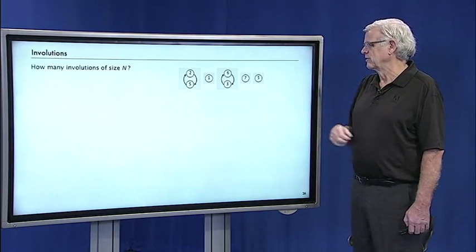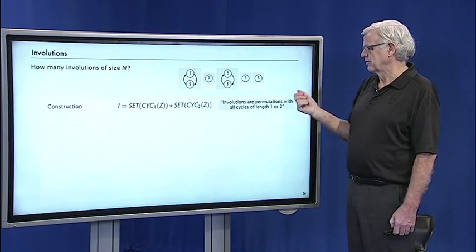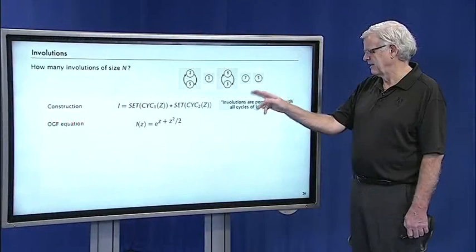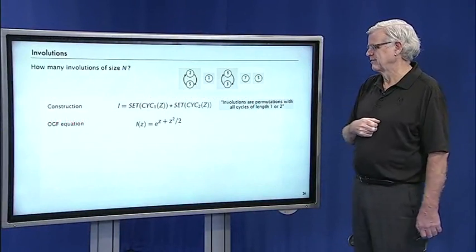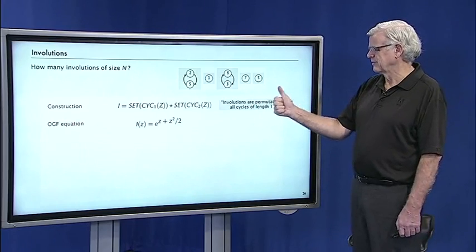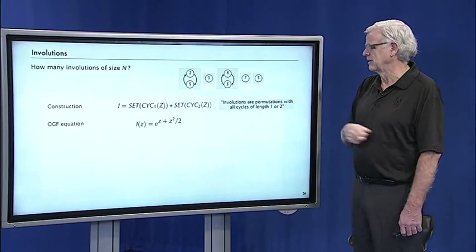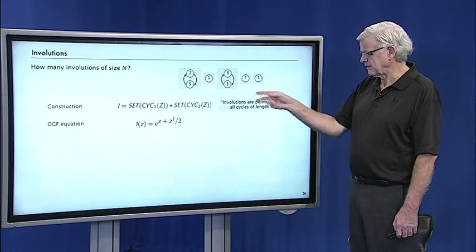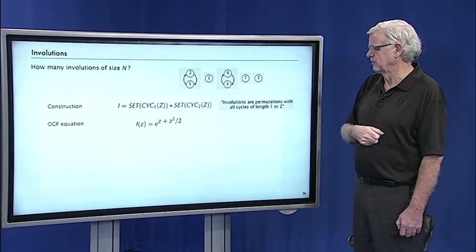But what about involutions? Well, the construction is pretty similar. It's a set of 1 cycles starred with a set of 2 cycles. So they're just permutations where all the cycles are of length 1 or 2. So that immediately goes to e to the z plus z squared over 2. So cycle 1 is z, cycle 2 is z squared over 2, and then a set of those is e to the z plus z squared over 2. The first one's e to the z, the second one's e to the z squared over 2.